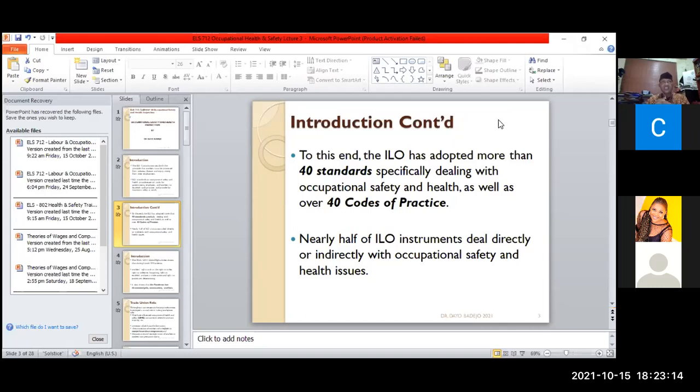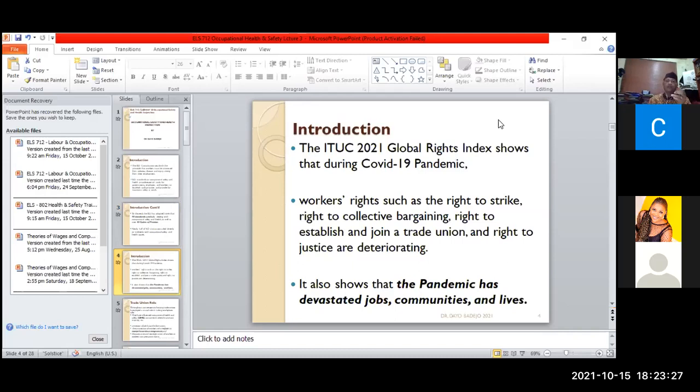But safety is key. Safety is paramount to everyone. That's why the standards are there to guide us to know what to do, along with codes of practice depending on industries and so on. Again, the International Trade Union Confederation 2021 Global Rights Index shows that during the COVID-19 pandemic, workers' rights, such as the right to strike, the right to collective bargaining, the right to establish and join a trade union, and the right to justice, are deteriorating in some parts of the world.